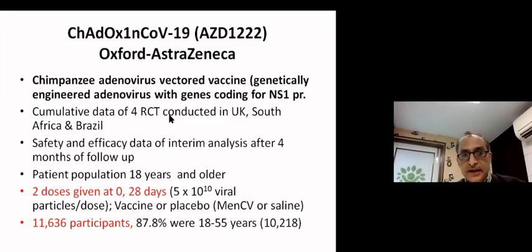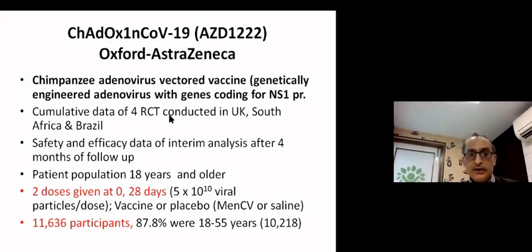So this is a chimpanzee adenovirus vectored vaccine. Okay, this is a genetically engineered vaccine where the adenovirus has been taken as a vector. So you splice the genome of the adenovirus. You put in the gene which codes for the spike protein or the NS1 protein. So subsequently, when this adenovirus multiplies, it will produce copies of this protein. So this is the basis of the vectored vaccines.